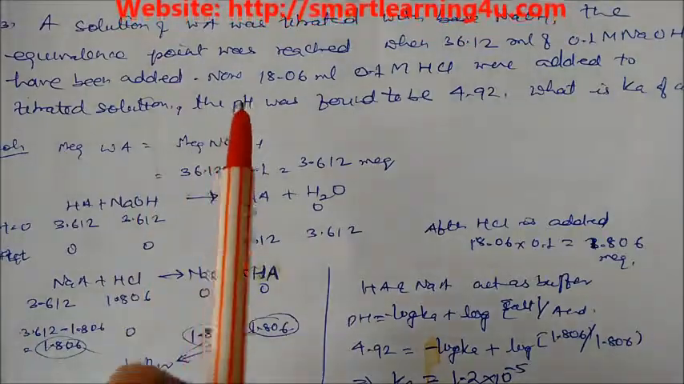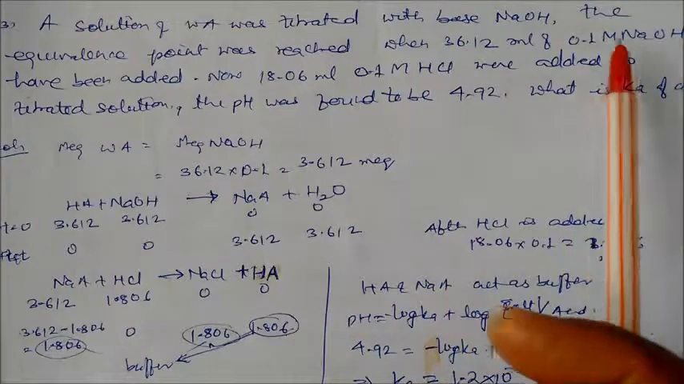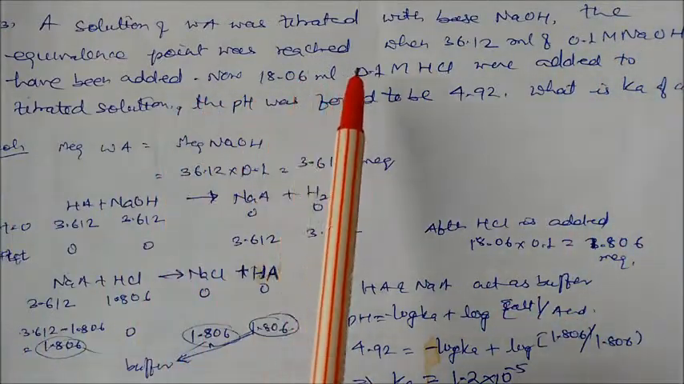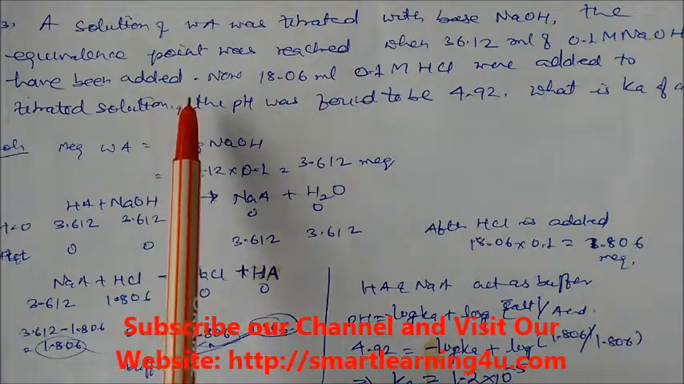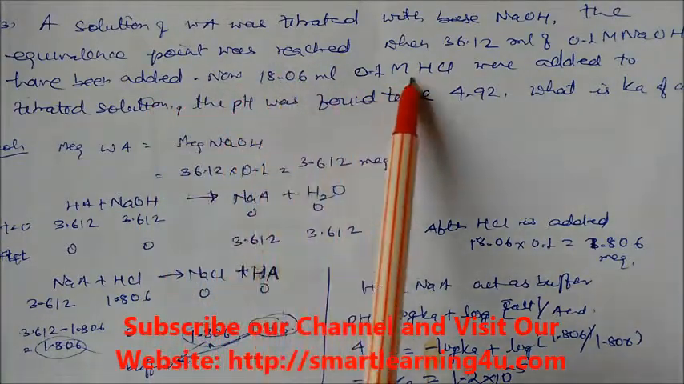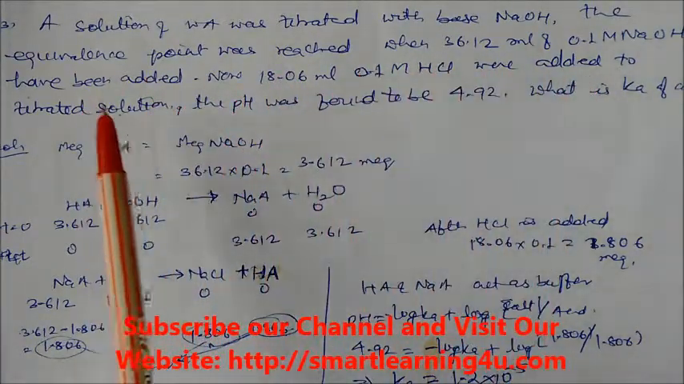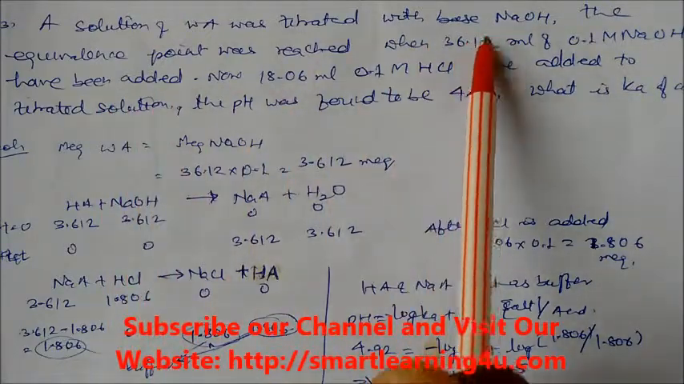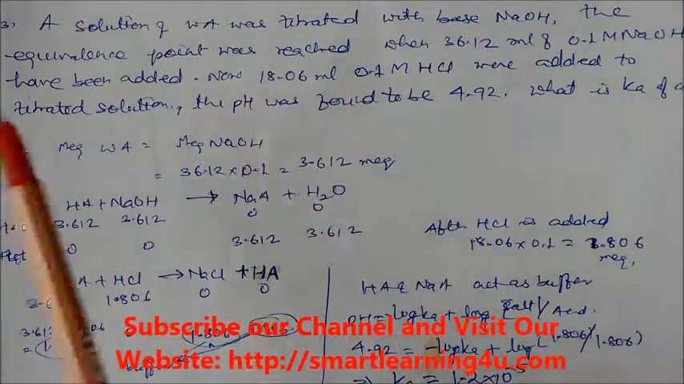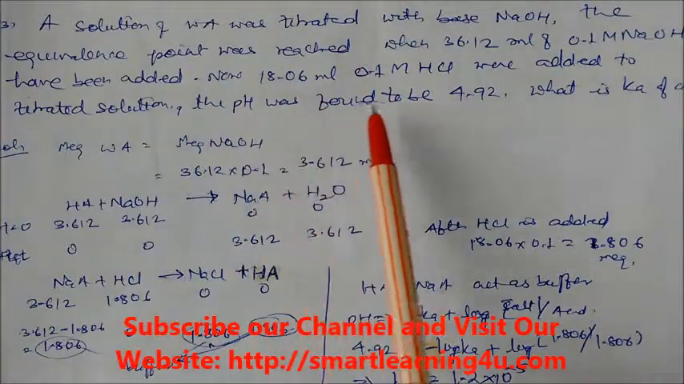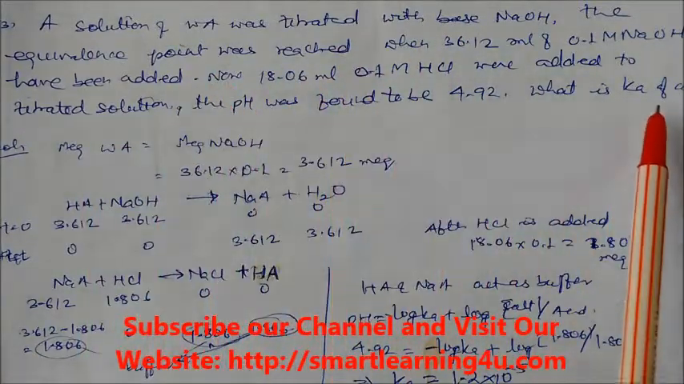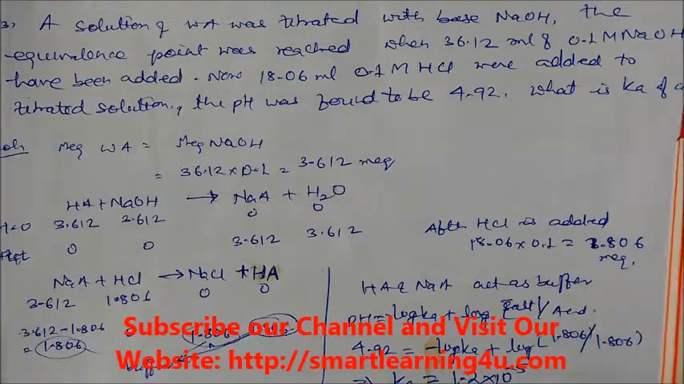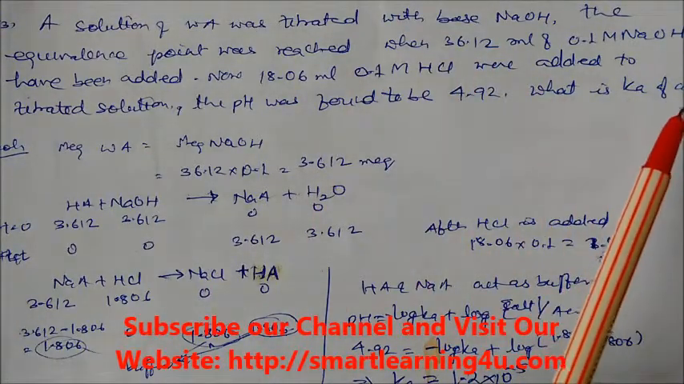A solution of a weak acid was titrated with the base sodium hydroxide, and the equivalence point was reached when 36.12 ml of 0.1 molar sodium hydroxide had been added. Now this much HCl is added to this titrated solution. The solution is already titrated, and if you add HCl, definitely the pH is found to be 4.92, meaning the solution becomes acidic. What is the Ka of the weak acid? We have to find it out.